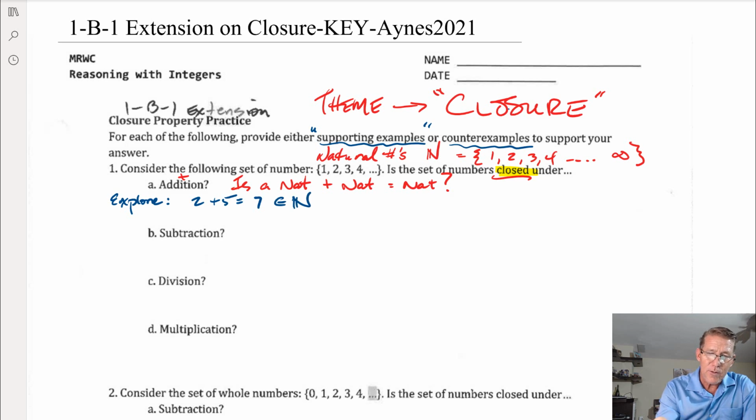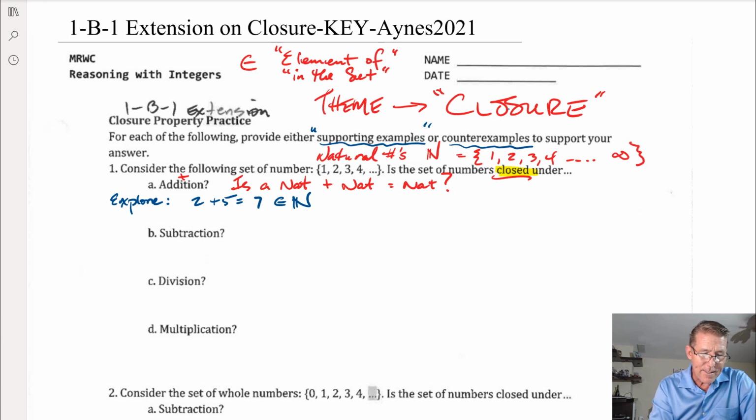Remember the symbols here in set theory. This means element of. If you don't know what that means, it's in the set. Fancy words for saying in the set. So when I say 7 is an element of the naturals, I'm saying 7 is a natural number, which is obviously the case because the naturals go on to infinity. We just start the pattern 1, 2, 3, 4, etc. Obviously, it's increasing by 1, and so 7 is a natural number. That's the first set of numbers that you ever learned when you're a youngster in elementary school.